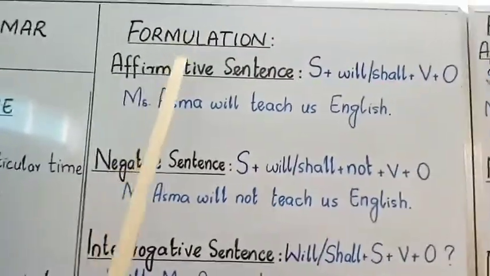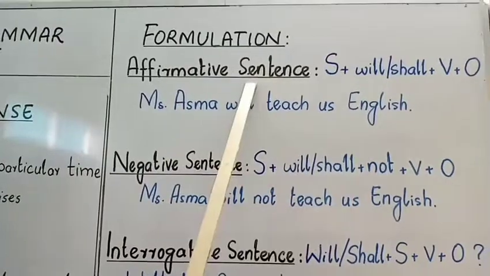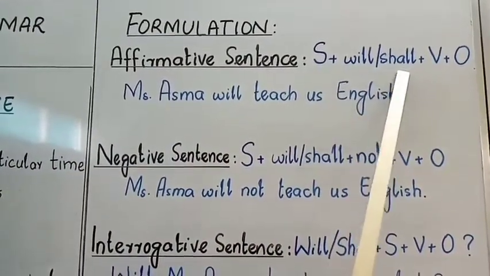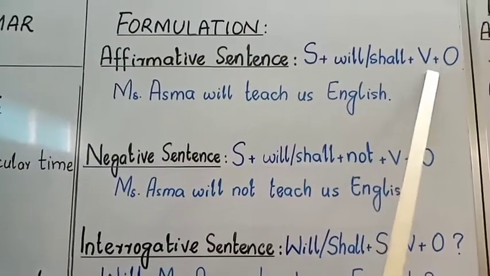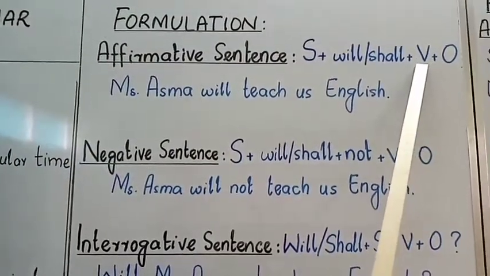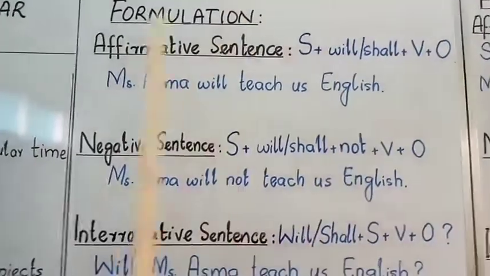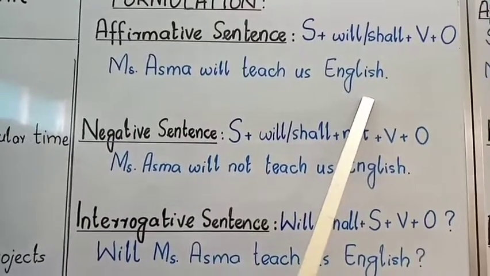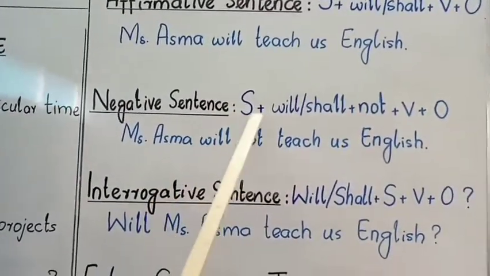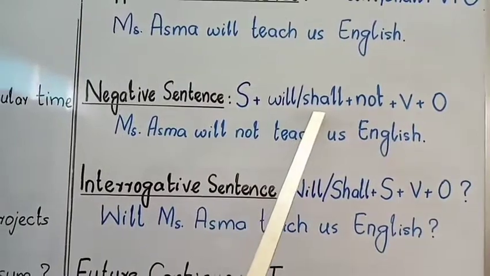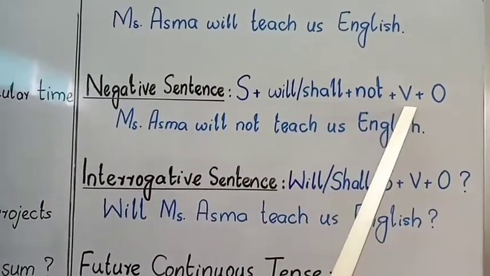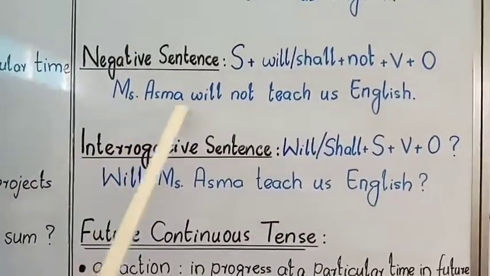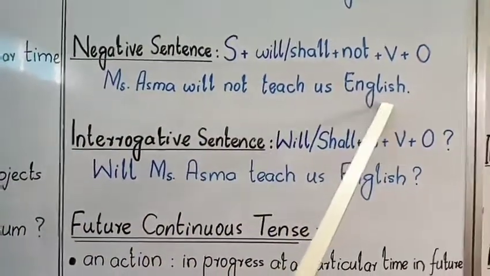For formulation, in an affirmative sentence, the formula is subject plus will or shall plus verb. This is the root form of verb or the base form of verb, and object. Example is, Miss Asma will teach us English. For negative sentence, subject plus will or shall plus not plus root form of verb plus object. An example is, Miss Asma will not teach us English.